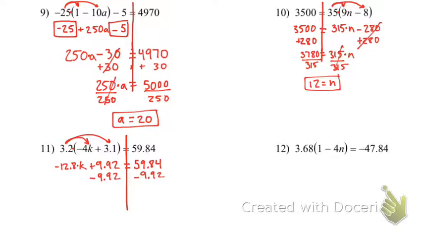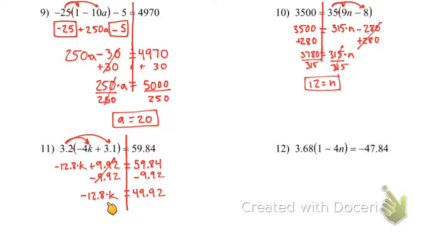Okay, so I'm going to put 59.84 in my calculator, subtract 9.92. Okay, 59.84 minus 9.92, and you get 49.92. These cancel out, and we're left with negative 12.8 times k.